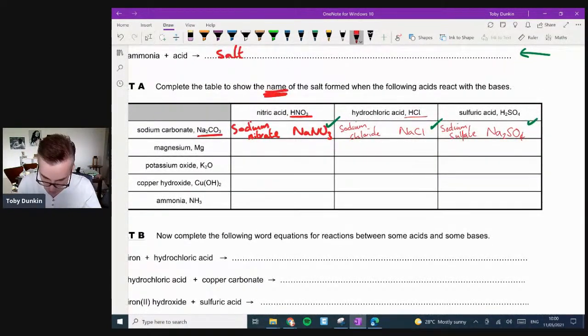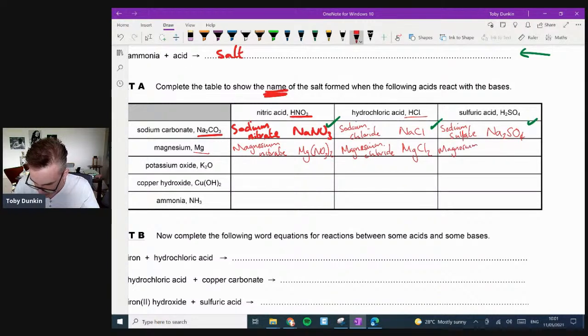Next, I'm now going to form magnesium nitrate. You realize they're just constantly stealing. The metal is transferred. Magnesium nitrate, which would be Mg brackets NO3 twice. And the hydrochloric acid would be magnesium chloride, and the formula of that is going to be MgCl2. And then magnesium sulfate, and that one's going to be MgSO4. And it stops. There's no 2 in that one because the Mg is a +2. Tick them if you got them, guys. 3 marks, 1, 2, 3.